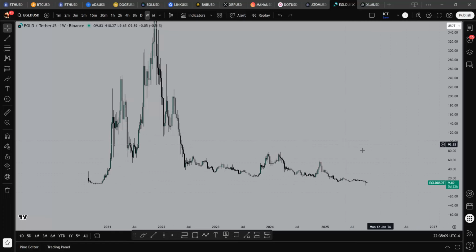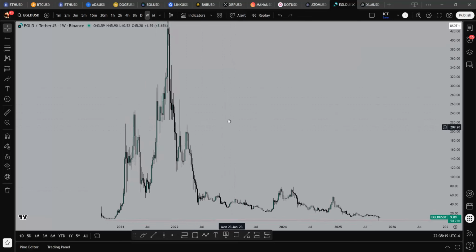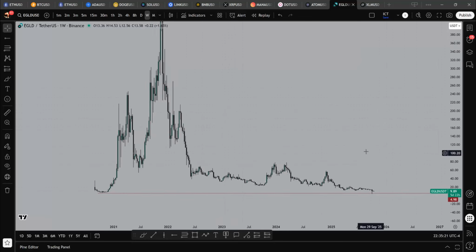E-gold, same kind of thing. Now, some of these coins might die, so that's something you really have to worry about. But take a look. This is a 5-year bear market low. If you're not going to buy at the 5-year lows, then you just don't believe in crypto and you think it's going to die. Maybe this coin is dead. Maybe it gets delisted. I don't know what E-gold does.